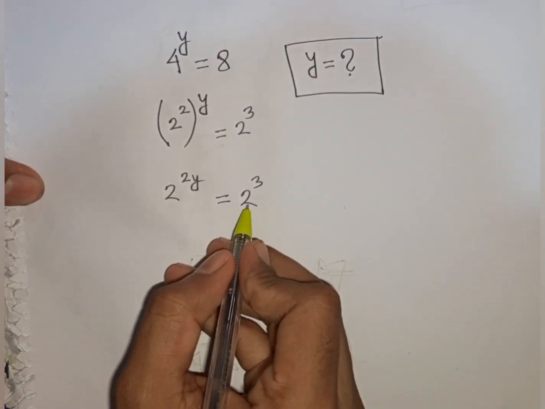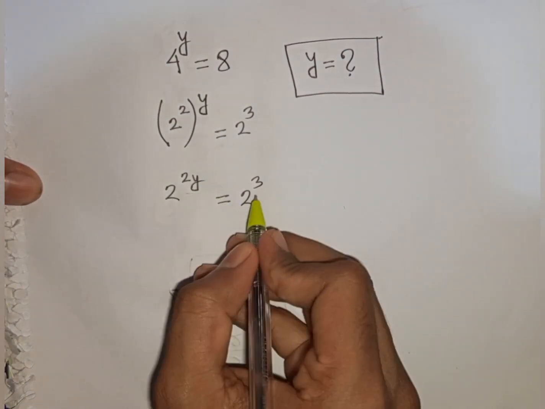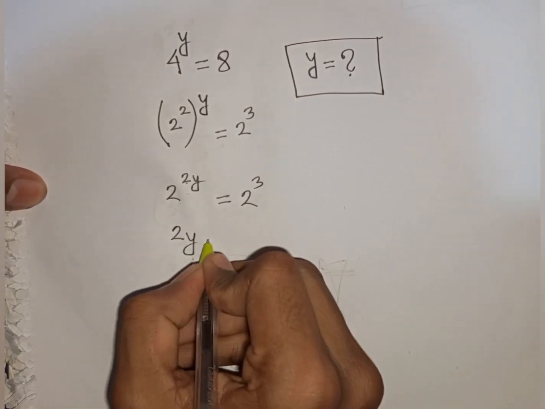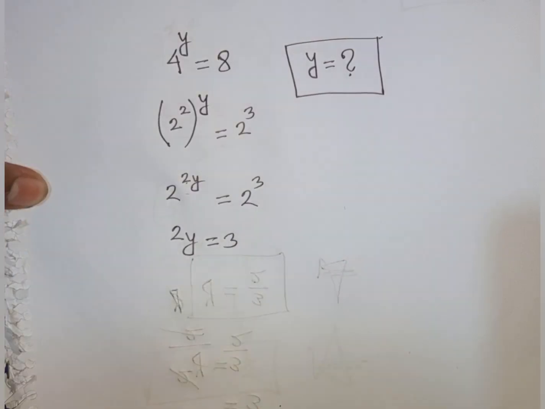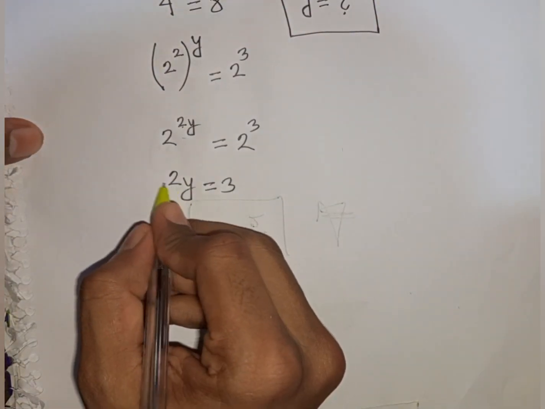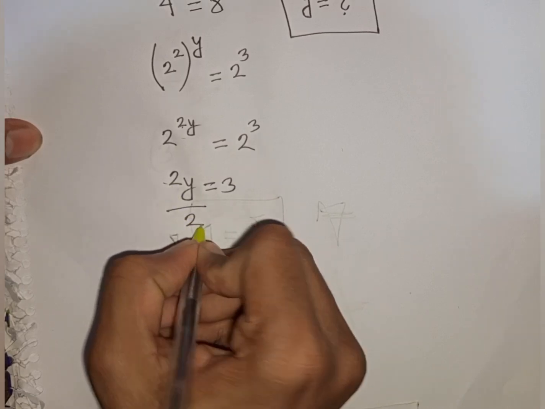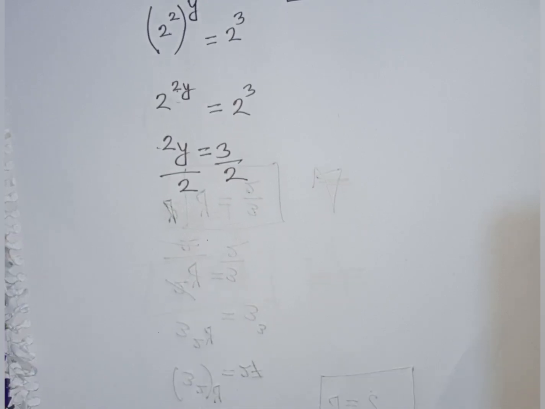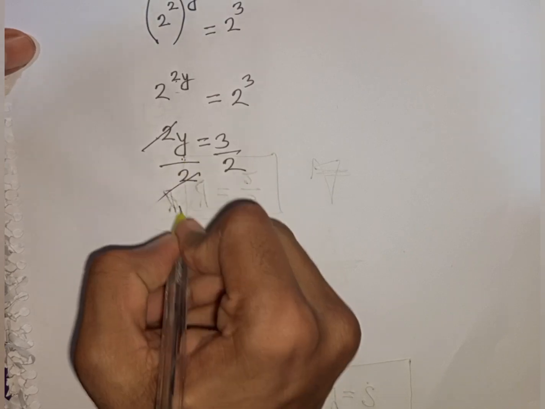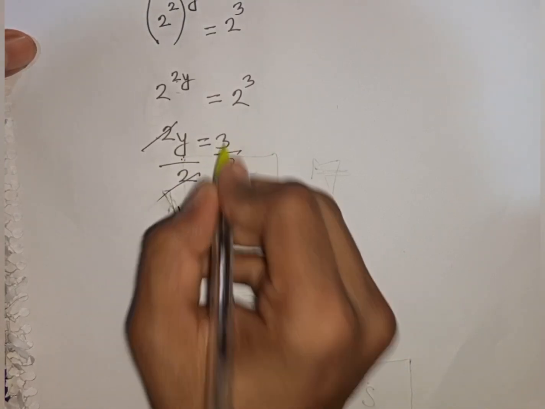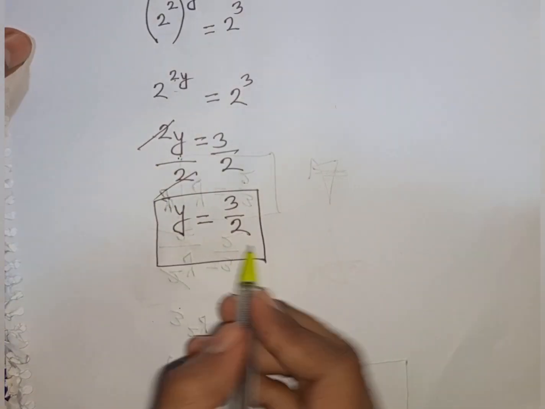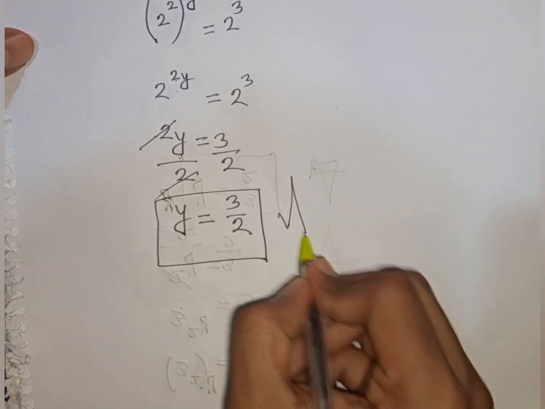Now we see the same base 2, so the 2 will be cancelled, and power will be equal to power, so it will be 2y is equal to 3. Now we need the value of y, so we divide by 2 on both sides. Now we see this 2 will be cancelled. Now y will be equal to 3/2. So this is the value of y, so this is our final answer.